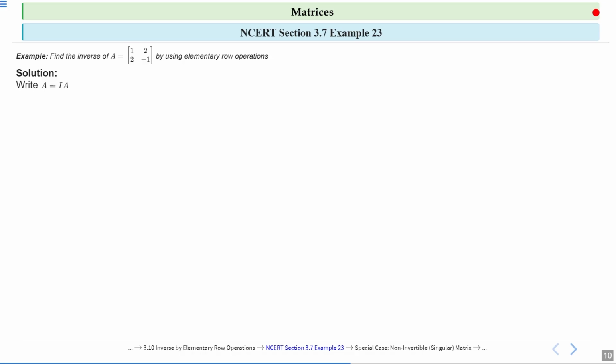Let us see how we can solve this. Right, A is equal to IA. So matrix A, [1, 2; 2, -1], will be equal to [1, 0; 0, 1] times A. Clear? Now try to make the left hand side matrix I.